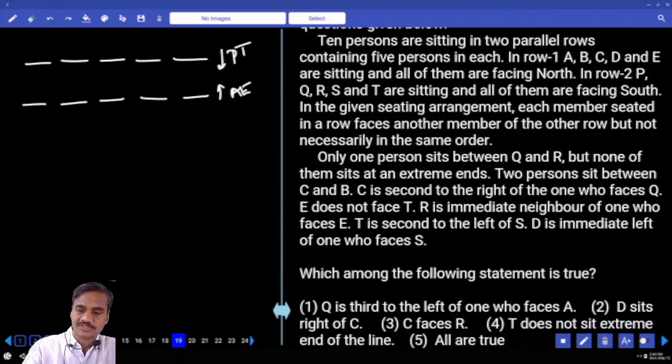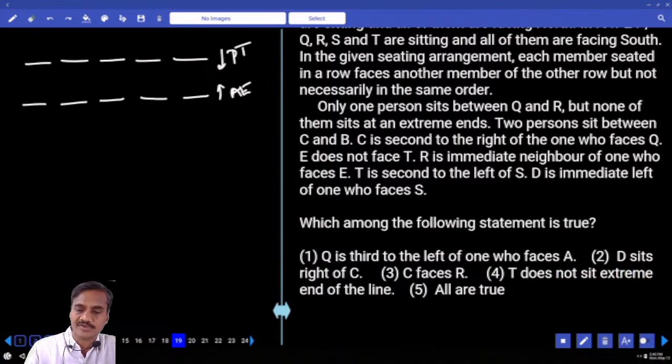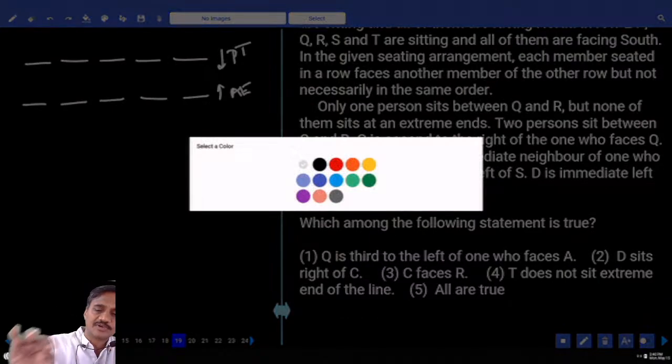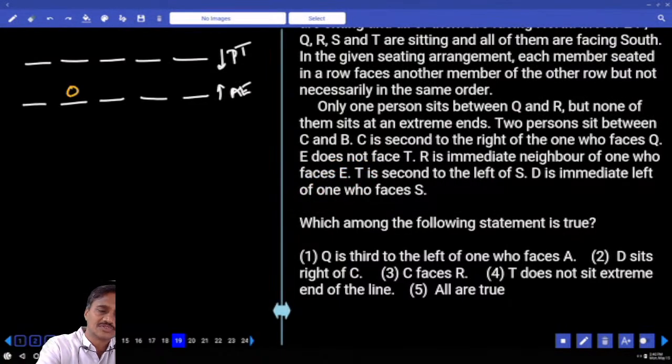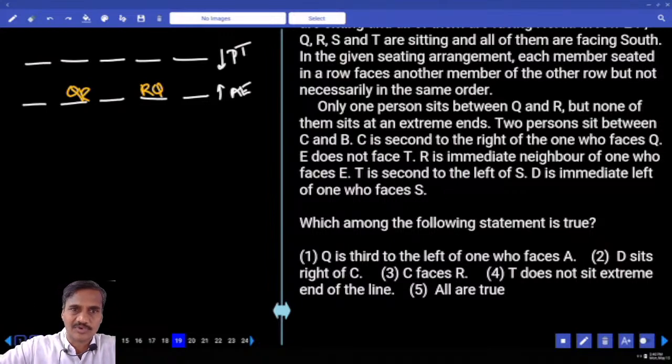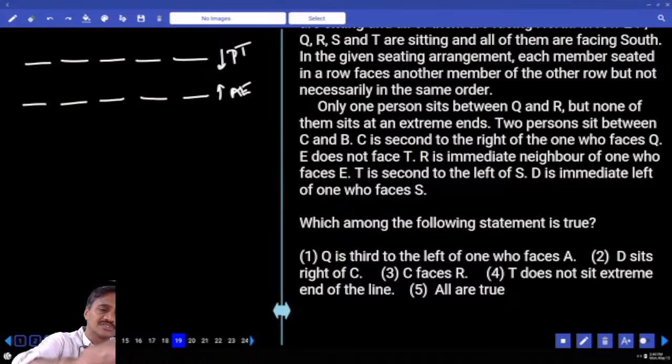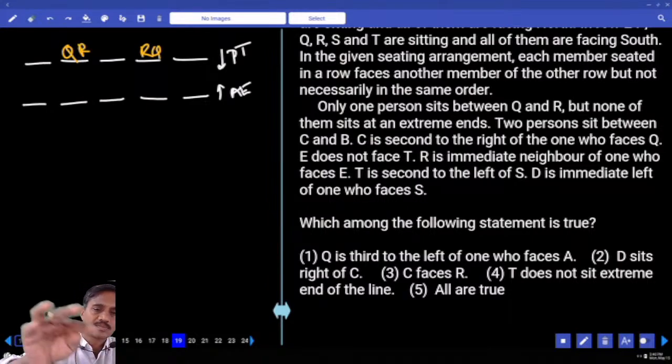And only one person between Q and R, but none of them sits at the extreme end. If Q is here, R will be here, or vice versa, and there is exactly one person between Q and R, and none of these two persons are at the extreme ends of the row. So Q can be second from the left or second from the right, isn't it? Now Q and R.